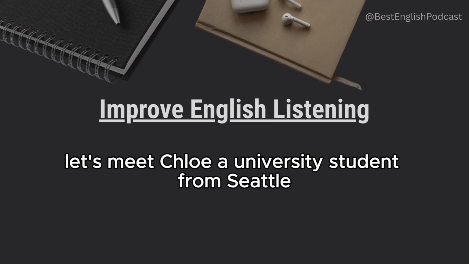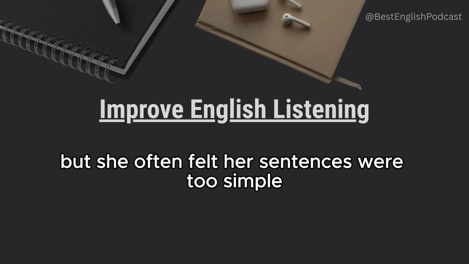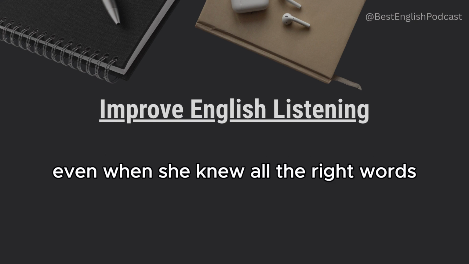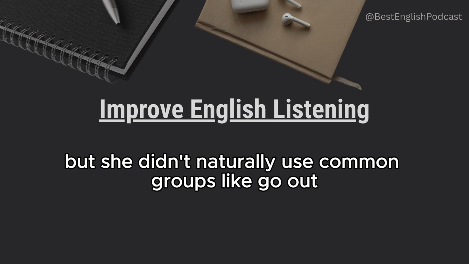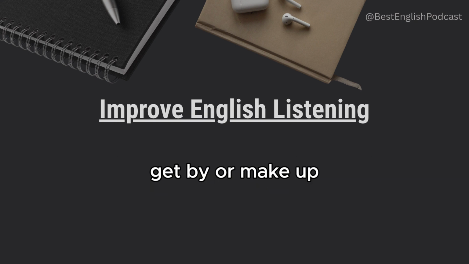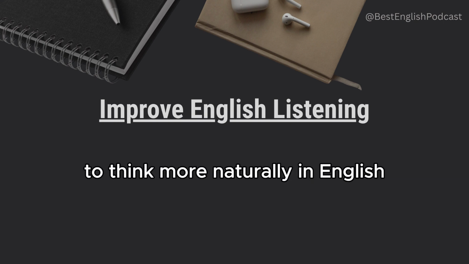Let's meet Chloe, a university student from Seattle, Washington. She loved studying English, but she often felt her sentences were too simple, even when she knew all the right words. For example, she knew go, get, and make, but she didn't naturally use common groups like go out, get by, or make up. Here's how to learn language chunks to think more naturally in English.